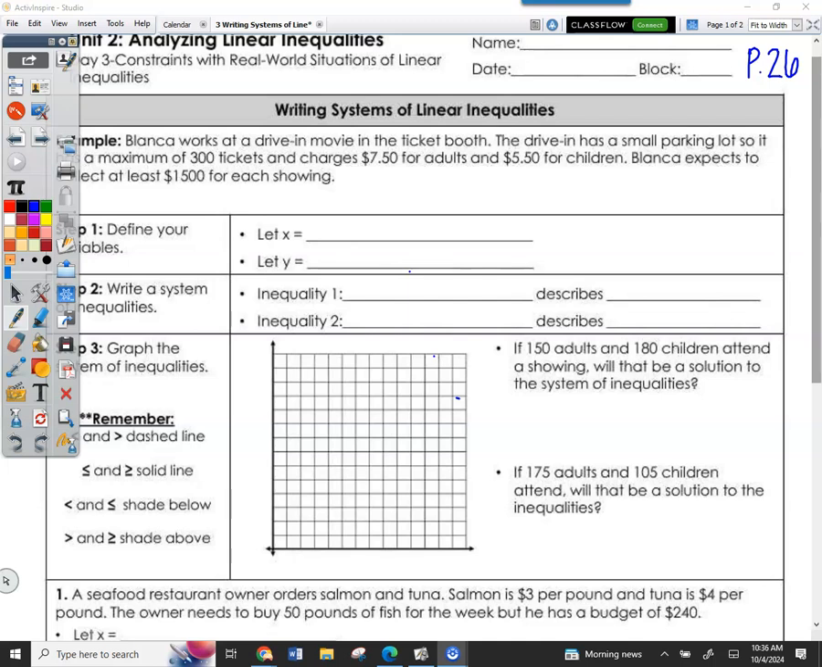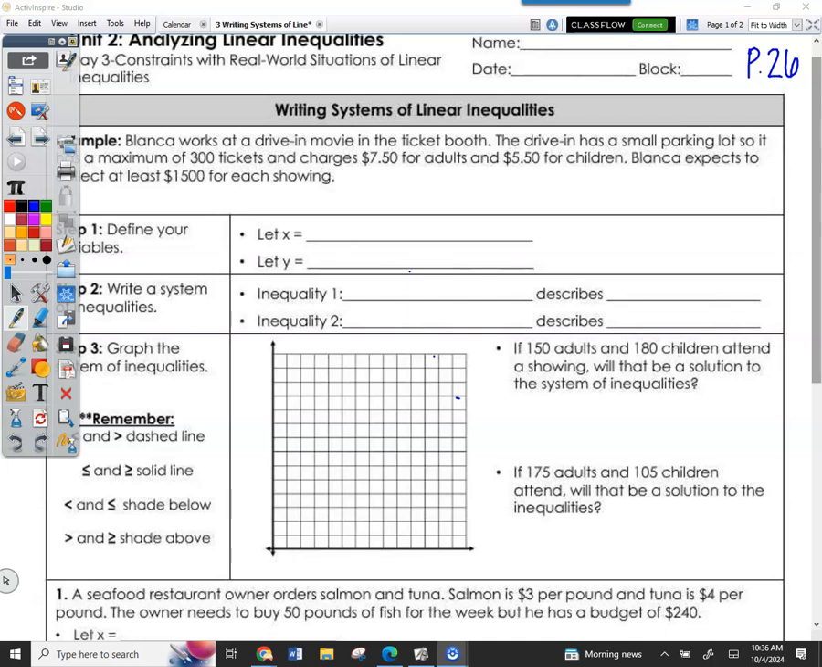We're writing the system of linear inequalities. We want to call her Blanca or Beyonce? Beyonce. Beyonce has the best video. It's clearly Blanca.